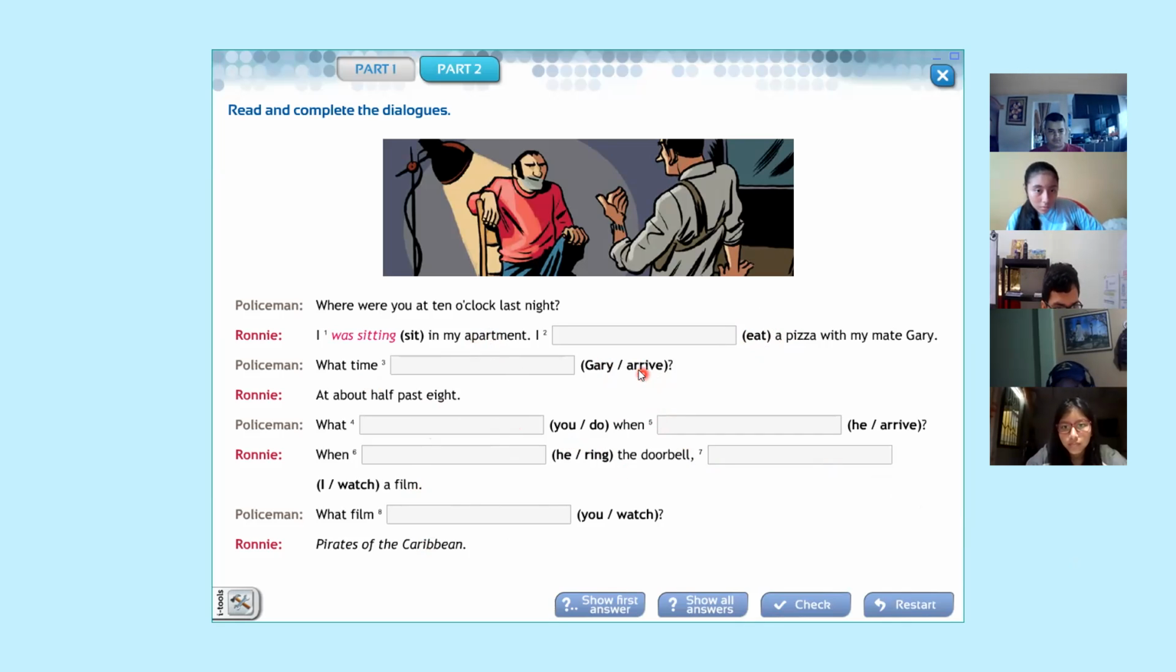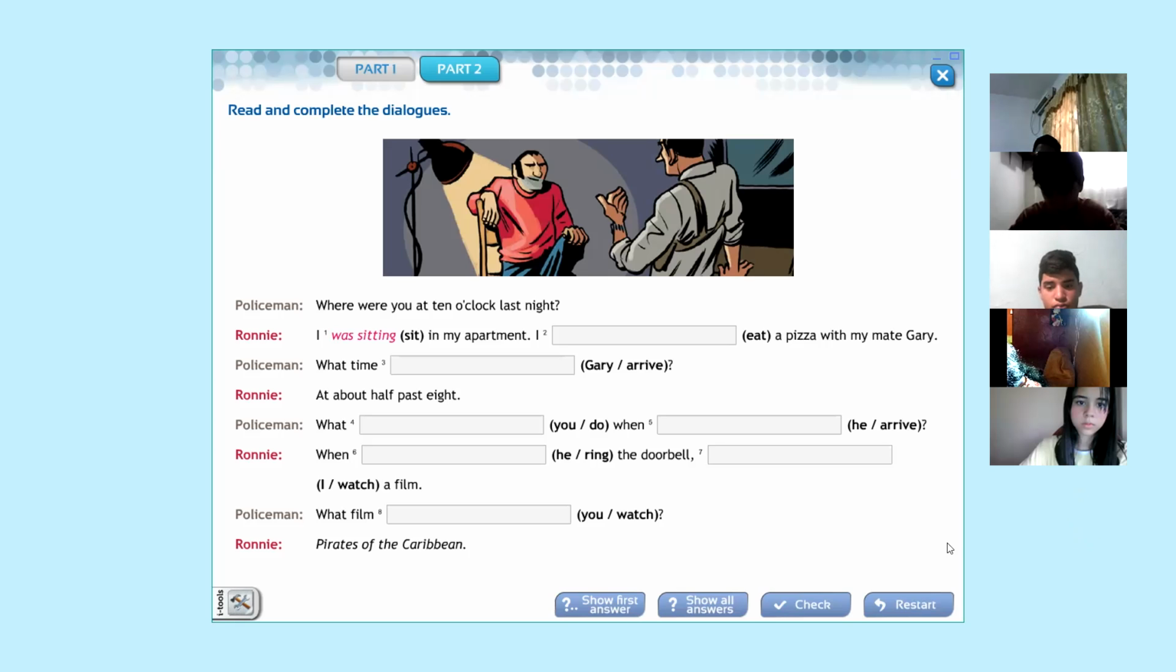So in this case, Enrique Mendez, you are going to be Ronnie. And Luis Moncayo is going to be the policeman. Luis Moncayo, you are there? Yes, okay, Luis Moncayo, you are going to be the policeman. Okay, remember, past simple or past continuous. Luis, start.